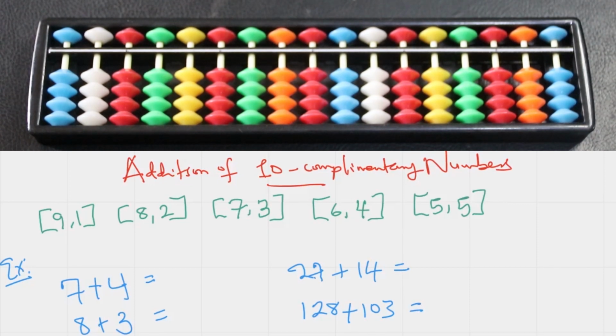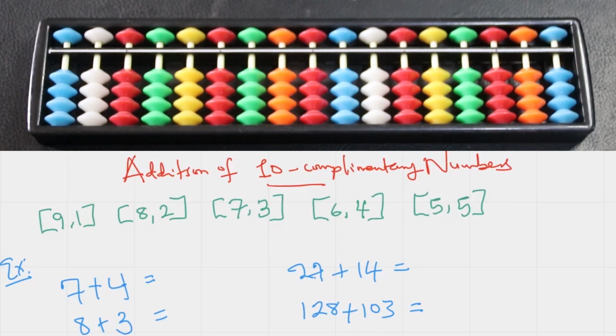Now, why is this so? Because if you have 9 and 1 together, you get 10. If you have 8 and 2 together, you get 10. If you have 7 and 3 together, you get 10. If you have 6 and 4 together, you get 10. If you have 5 and 5 together, you get 10. This is why we say they complement each other. So 9 complements 1, 1 complements 9. 8 complements 2, 2 complements 8.